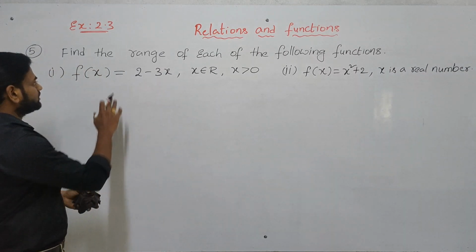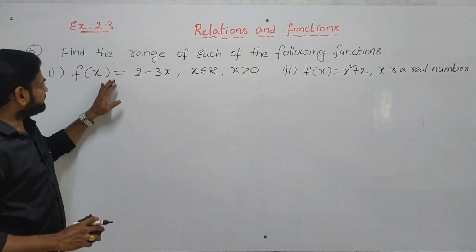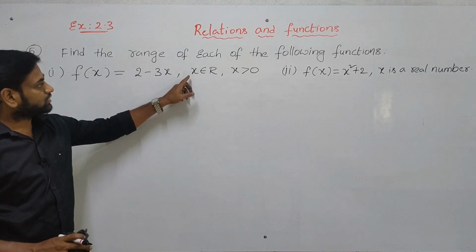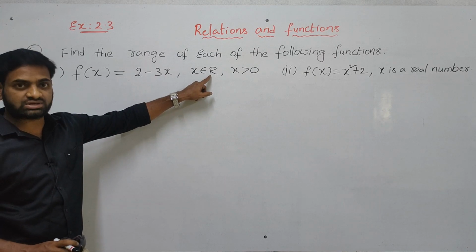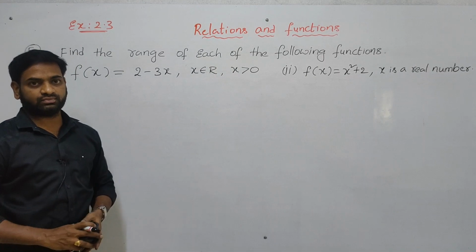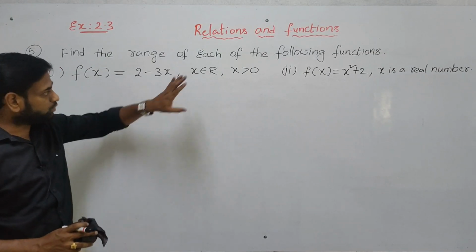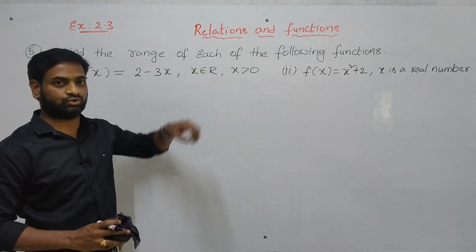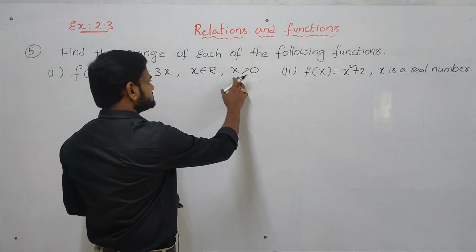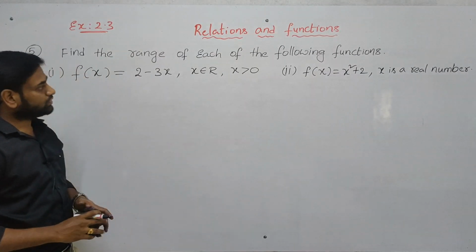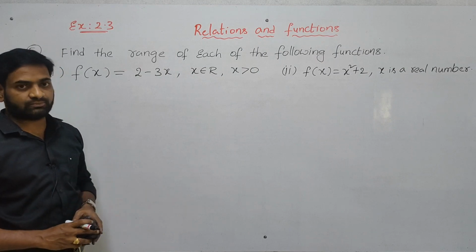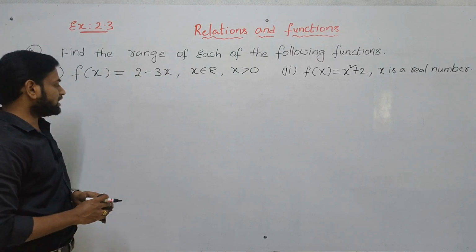Now see here, the first problem is f of x equal to 2 minus 3x. x belongs to real numbers, here x greater than 0. The x value is above 0. In the given question only that x value is above 0 is given. So I am taking that here. So before solving, one thing we have to remember.